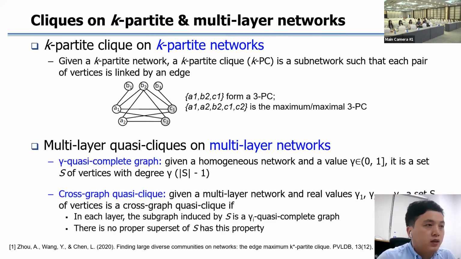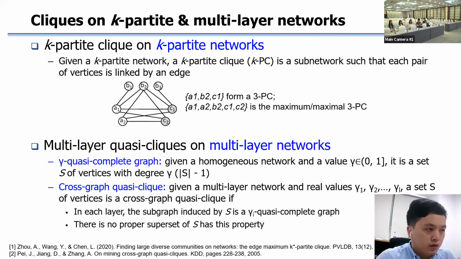On multi-layer networks, one representative cohesive subgraph model is the multi-layer quasi-clique. To introduce such a definition, the gamma quasi-complete graph is first introduced. Given a homogeneous network and a value gamma in this interval, a gamma quasi-complete graph is a set S of vertices with degree at least gamma times (|S| minus 1). Based on the gamma quasi-complete graph, the cross-graph quasi-clique is introduced. That is, given a multi-layer network and real values gamma 1, gamma 2, up to gamma L, a set S of vertices is a cross-graph quasi-clique if in each layer the subgraph induced by S is a gamma i quasi-complete graph, and no proper subset of S has this property.